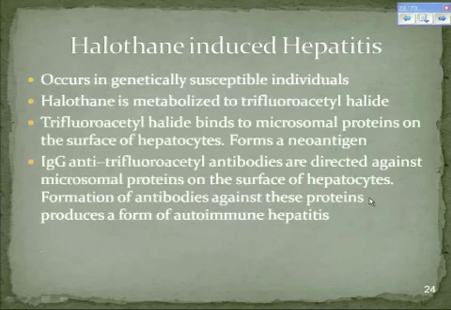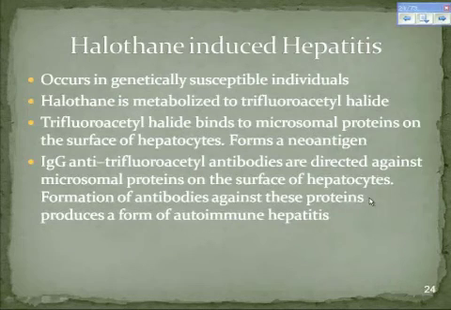So volatile anesthetics, especially halothane, got really bad press because of the re-exposure problems they were having with it. Halothane-induced hepatitis occurs in genetically susceptible individuals. We know that for sure. Okay, so it's not going to happen to everybody. That's why we weren't seeing it in everybody.